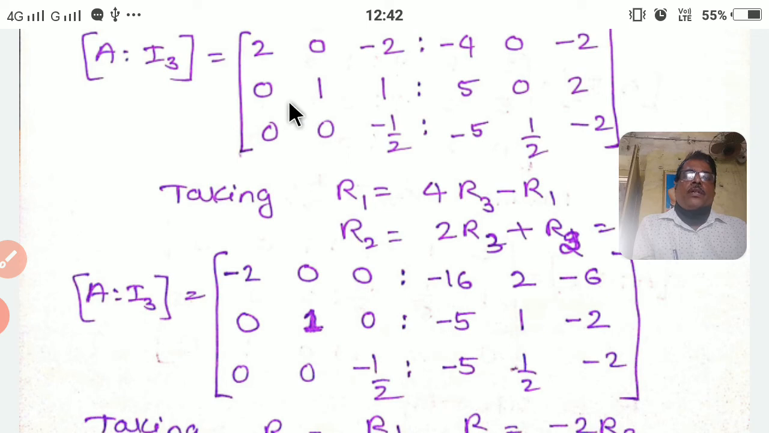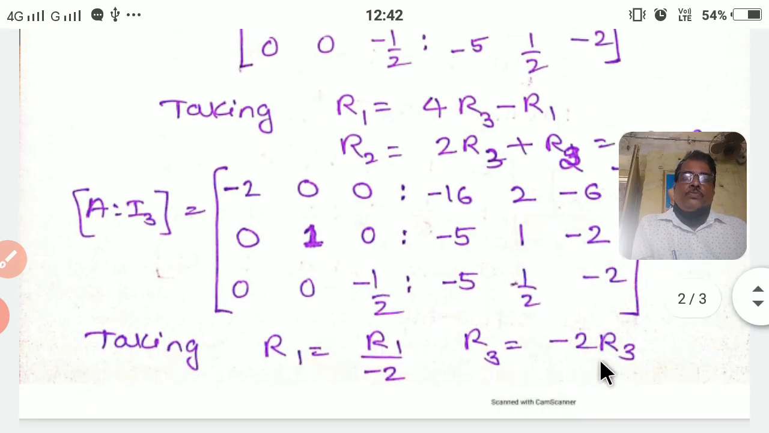Similarly here R2 can be written as 2 R3 plus R2. 2 into 0 is 0, 0 plus 0 is 0, 2 into 0 is 0, 0 plus 1 is 1, 2 into minus 1 by 2 is minus 1, minus 1 plus 1 again is 0. Next the third row elements as it is, 0 0 minus 1 by 2. Similarly we carry out these two operations here also. So this gives minus 16 2 minus 6, minus 5 1 minus 2, then this is minus 5 1 by 2 minus 1 by 2.